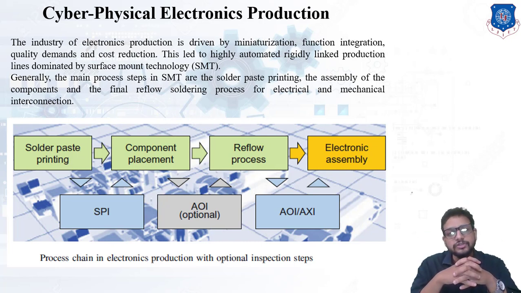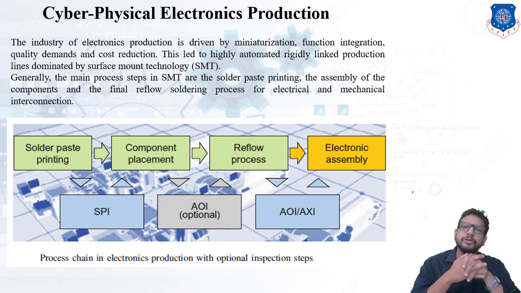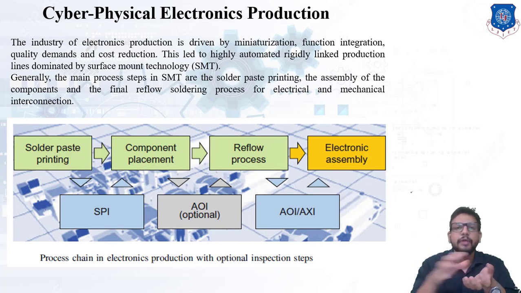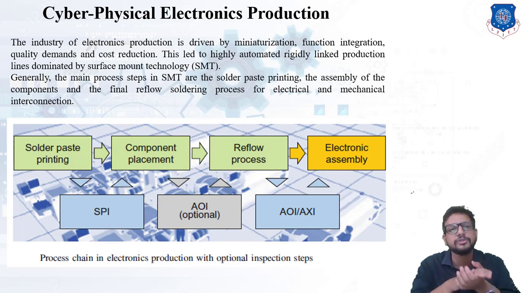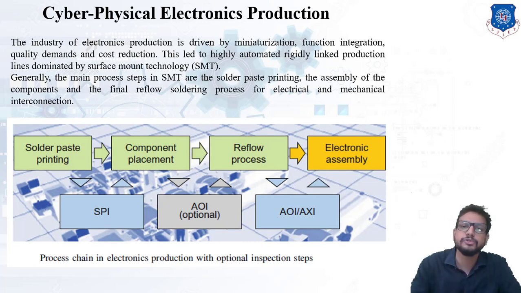Now this is going to lead to highly automated, rigidly linked production lines which are dominated by surface mount technology. This is a new technology called surface mount technology. In that there would be circuit boards. On those circuit boards we are going to print something and we are going to mount the components. So surface mount technology is used to do that.